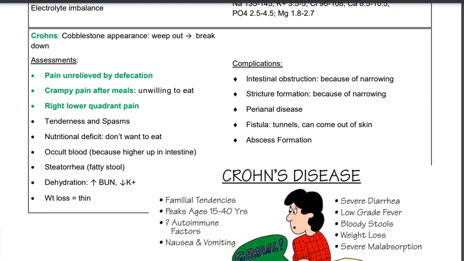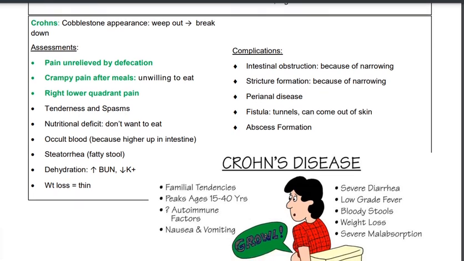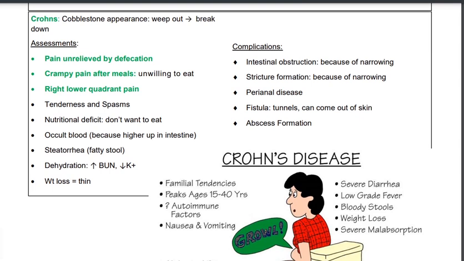What I would do is take a picture of the lower right quadrant and say, this is Crohn's. They have pain unrelieved by defecation, so when they go to the bathroom, they still have pain. They are more crampy after meals, unwilling to eat. They have right lower quadrant pain, which is very important. Tenderness and spasms, because this is so bothersome, they just don't want to eat.